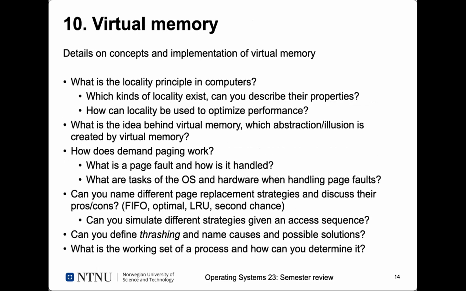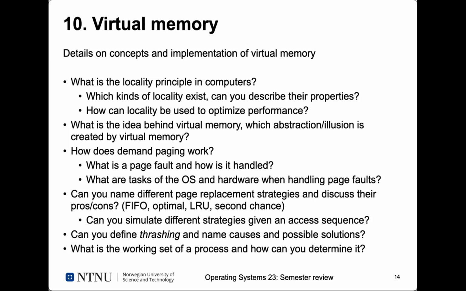Then, of course, based on this, we discussed virtual memory. So we discussed the locality principle in computers. So we have spatial and temporal locality, and we discussed how locality can be used to optimize performance. And then we discussed the idea behind virtual memory, which was, of course, already started in lecture 9. So we discussed the abstraction or illusion created by virtual memory, that every process that's running has the whole memory of the whole computer for itself. Whereas in reality, of course, the physical memory is shared between all the processes running at the same time.